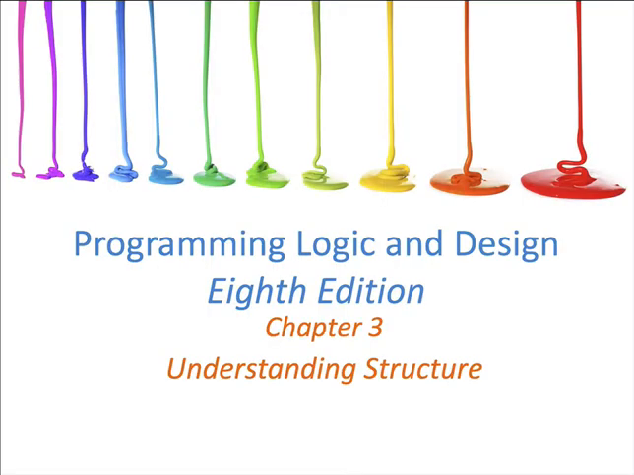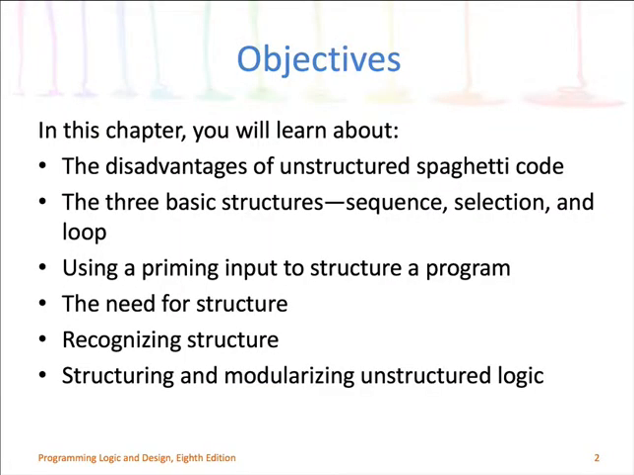This is the lecture for Chapter 3 of your textbook entitled Understanding Structure. Some of the things that we'll be talking about today is what is structured and unstructured code. Often unstructured code is referred to as spaghetti code. We'll see why that's the case later.